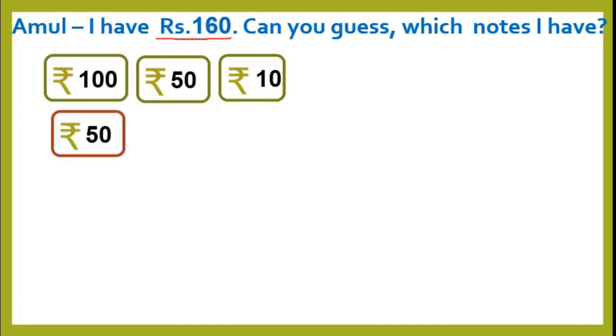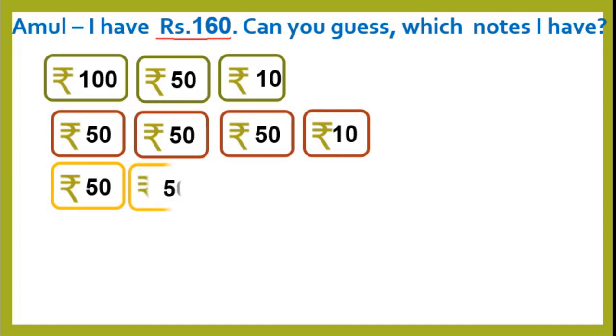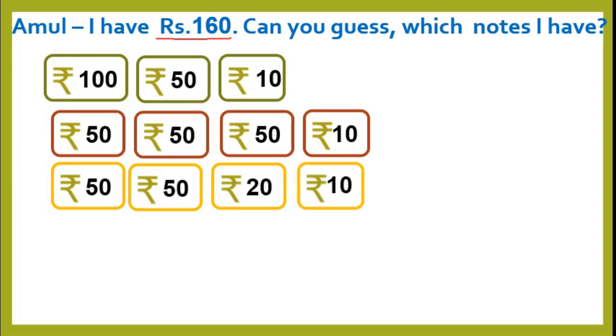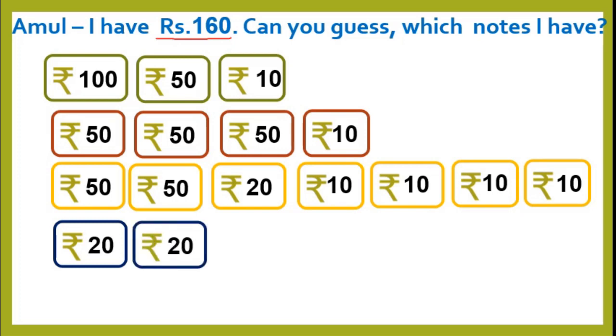Second, 50 rupees, 3 notes means 150, isn't it? 50 plus 50 is 100 plus 50, 150 plus 10 remained. Correct? That became 160. Third option, 50 rupees 1 note, 50 rupees 2 notes means 100. Yeah, 120, 130, 140, 150 and 160. Correct? That became 160.